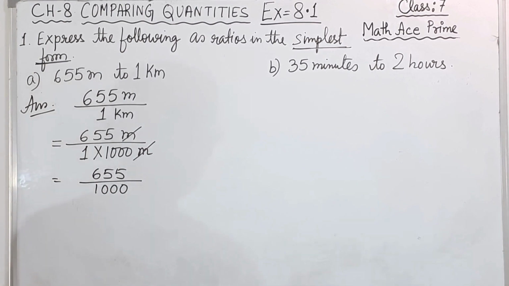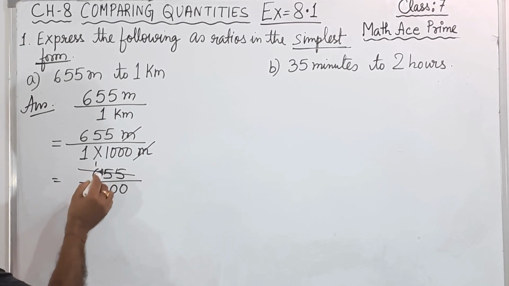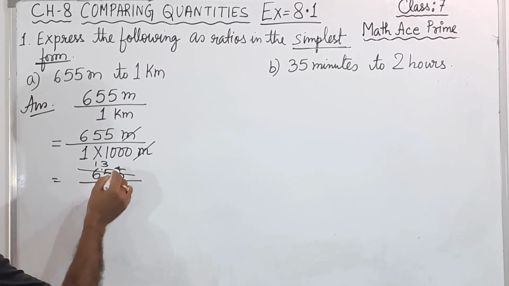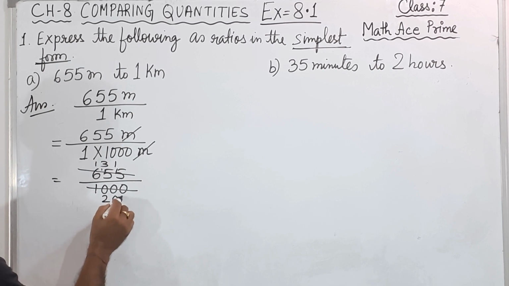And now we can cut it. So you can see 5 ones are 5, 1 extra, so it becomes 15. 5 threes are 15, and then again 5 ones are 5. Okay, and here 5 twos are 10, 0, 0. So what you get: 131 by 200.